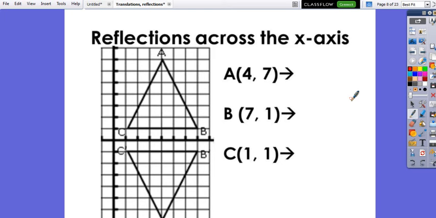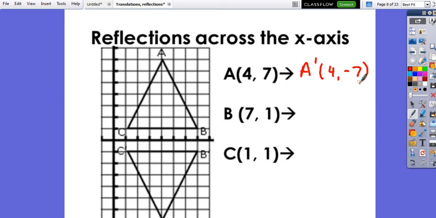Okay. So we're taking, let's say, the A value. The coordinates of the A value are 4, 7. So what are the new coordinates of A prime? 4, -7. There wasn't any work. It was just understanding a rule. Just knowing the rule.